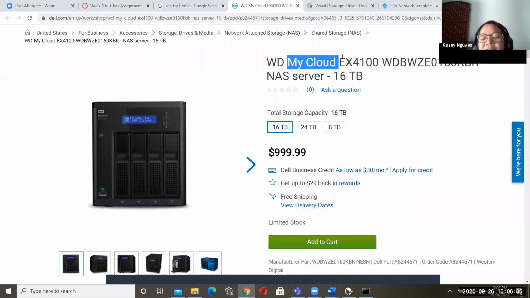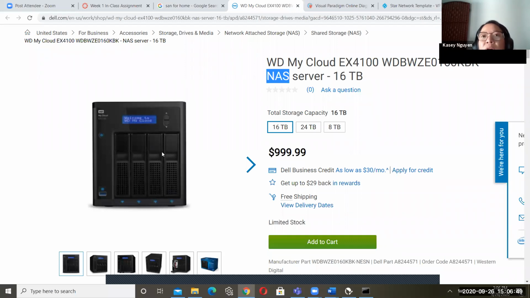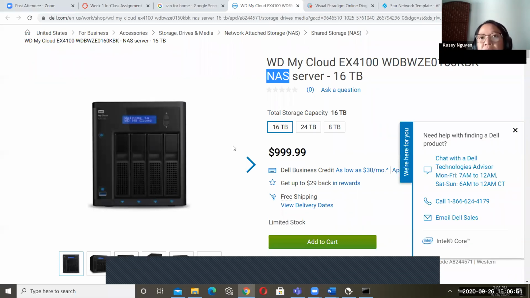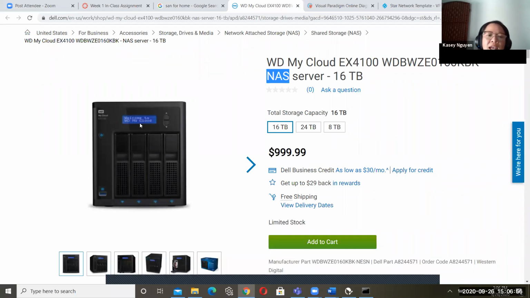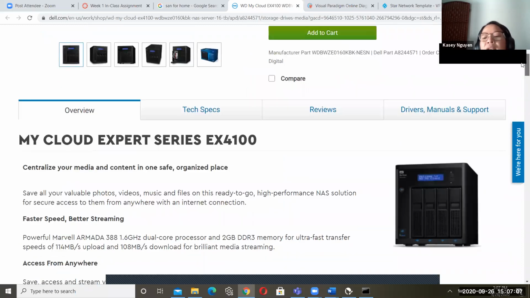You know, yeah, this is my cloud. So basically you have your storage set up. See how it says NAS server, network attached storage server. So its job is just to store data. Okay. This one has a little interface with the screen, but you would use a computer to connect to it to configure it, and it would have some of the tools that would come with it.